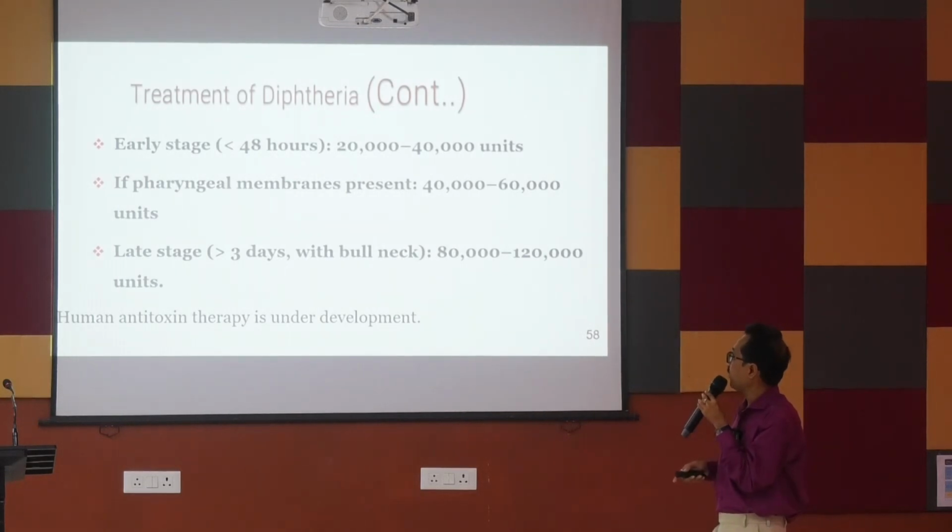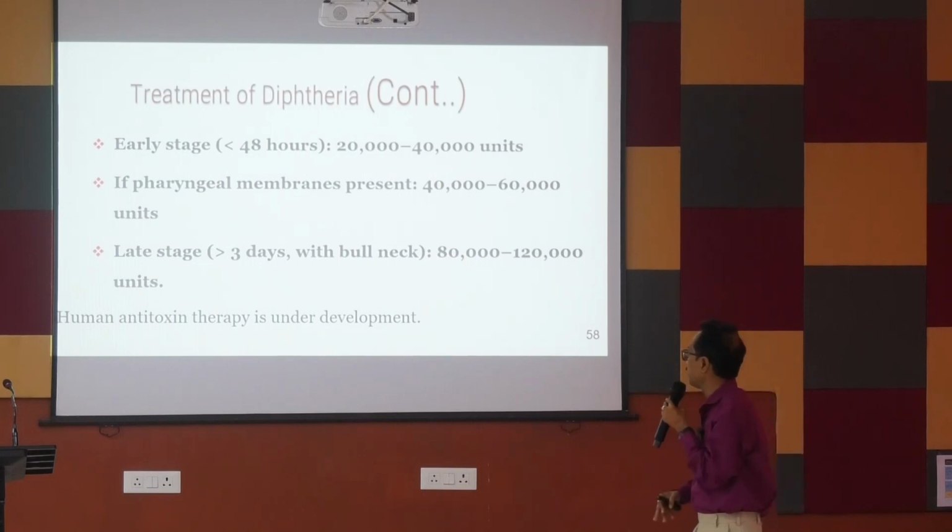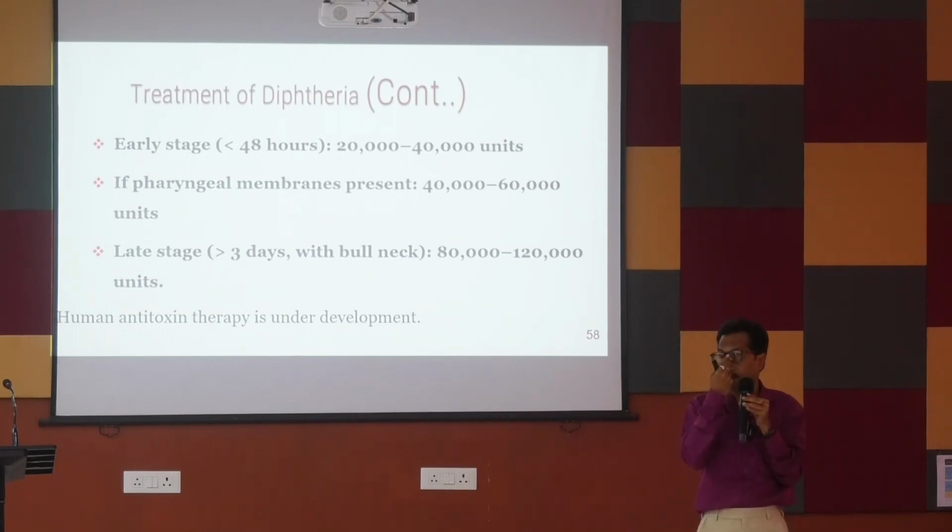In the early stage, less than 48 hours, what is the dose? 20,000 to 40,000 units. If a pharyngeal membrane is present, 40,000 to 60,000 units of ADS. In the late stage, when it has been more than 3 days, the dose is 80,000 to 1,20,000 units. Human antitoxin is still not available, so ADS must be used. What is the dose of ADS?